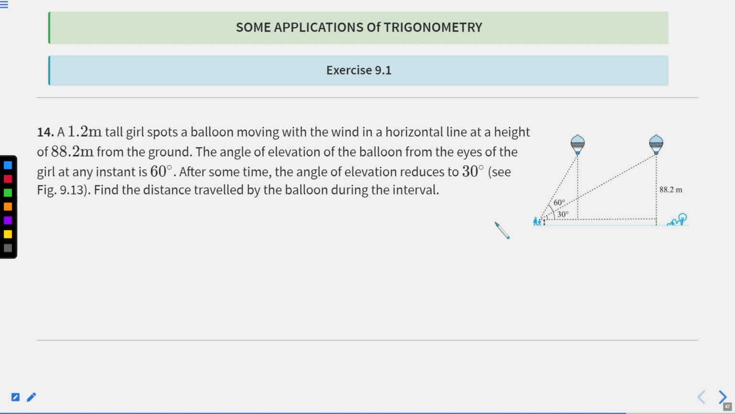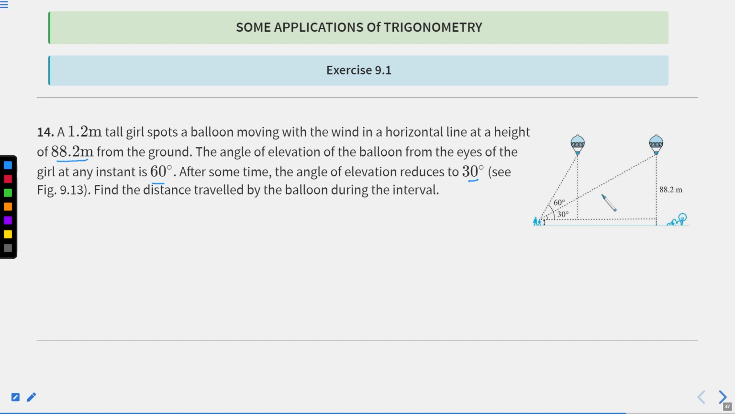So in the next exercise, we have a 1.2 meter tall girl spotting a balloon moving with the wind in a horizontal line at a height of 88.2 meters from the ground, and the angle of elevation of the balloon from the eyes of the girl at any instant is 60 degrees. After some time, the angle of elevation reduces to 30 degrees. See figure 9.13. Here you can see this figure.